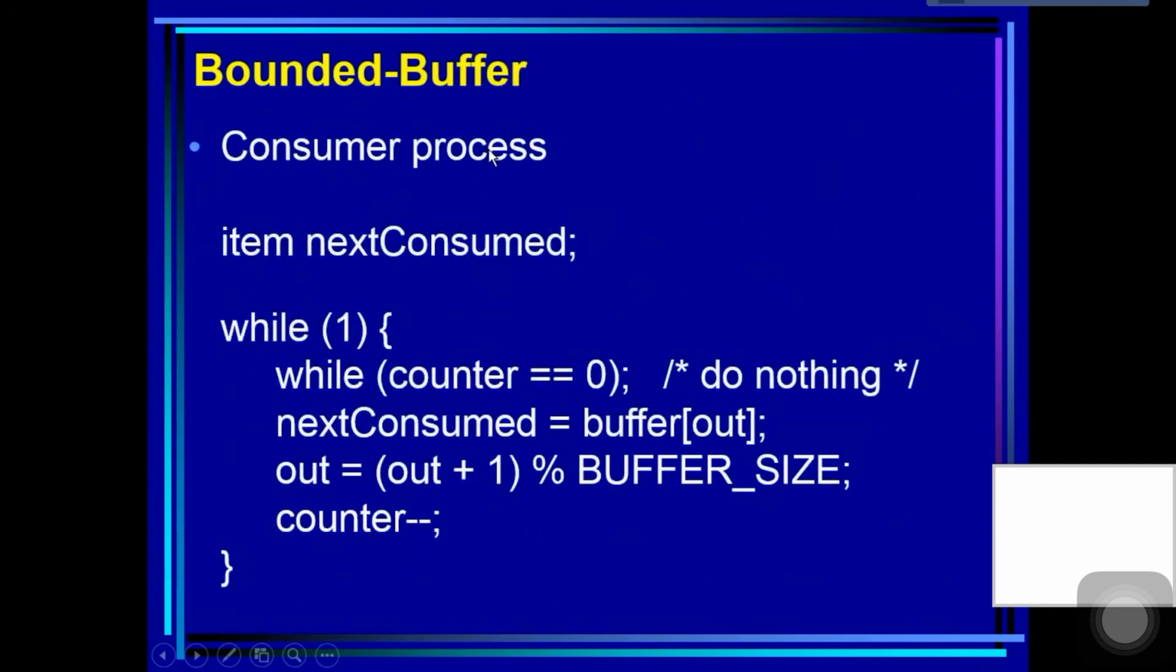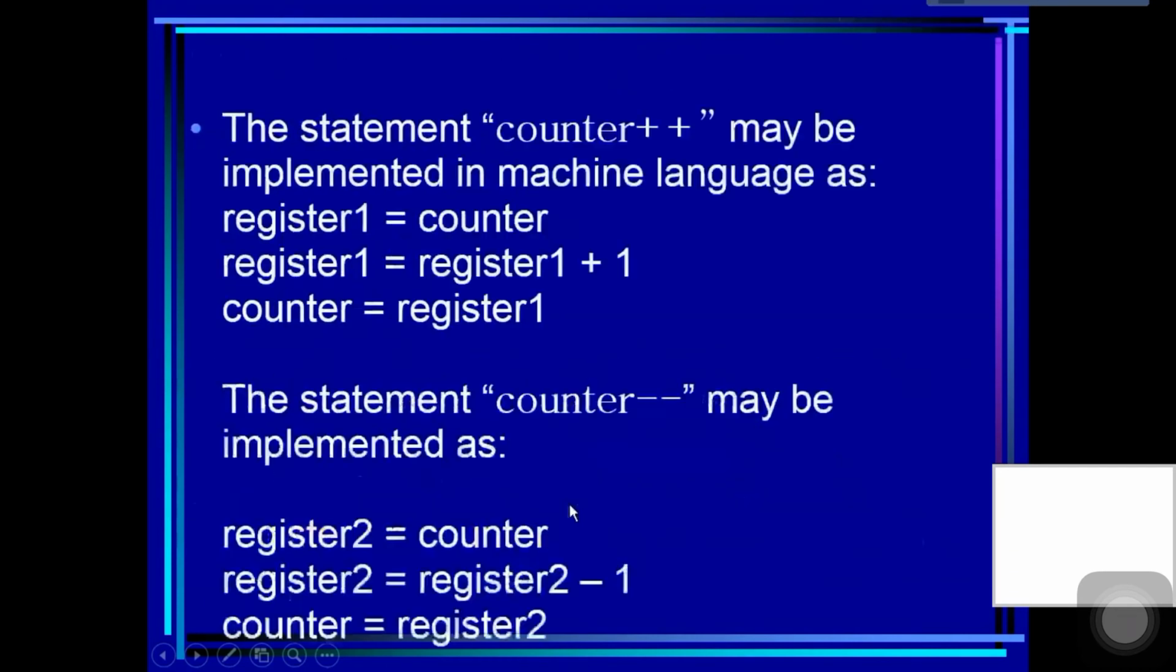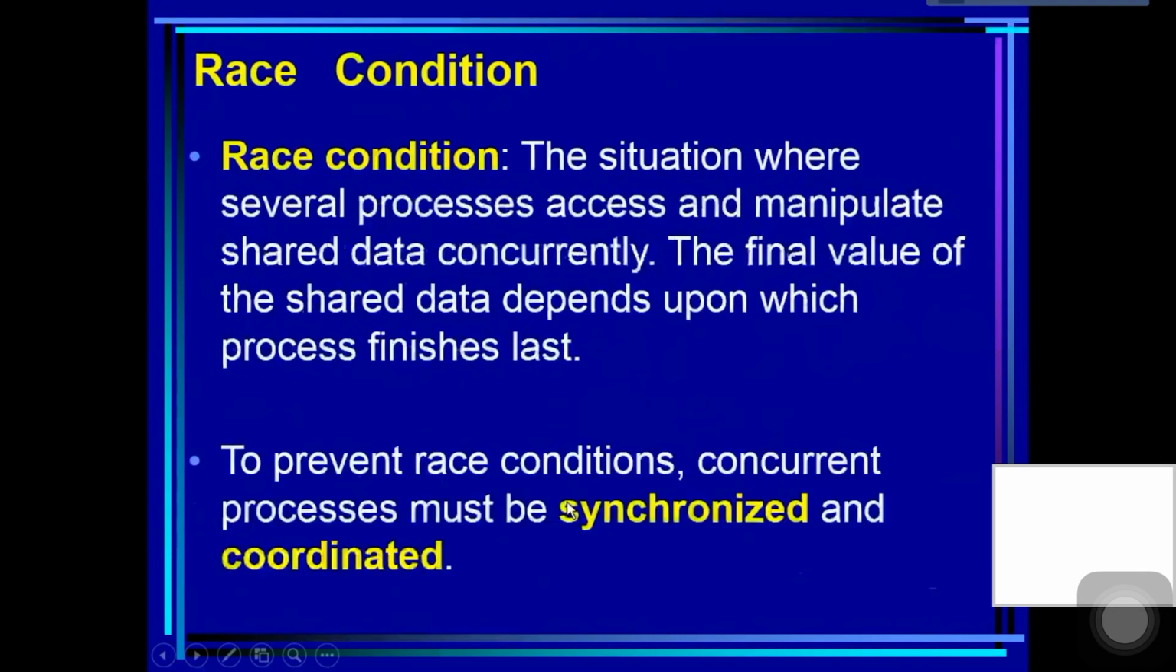In the consumer process, this is the critical section because this statement assigns the shared variable counter. And in the producer process, this is the critical section because it assigns the shared variable counter. So this is the critical section, okay?